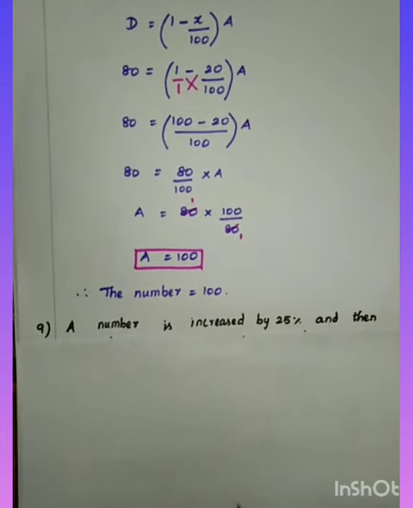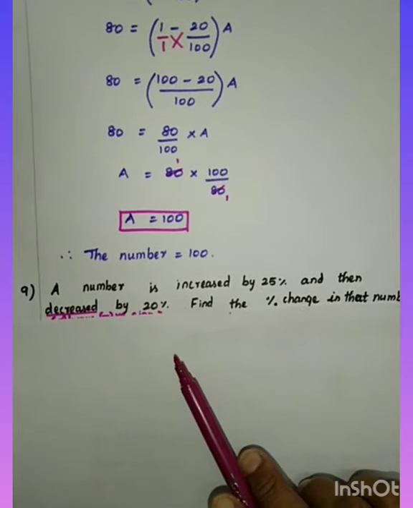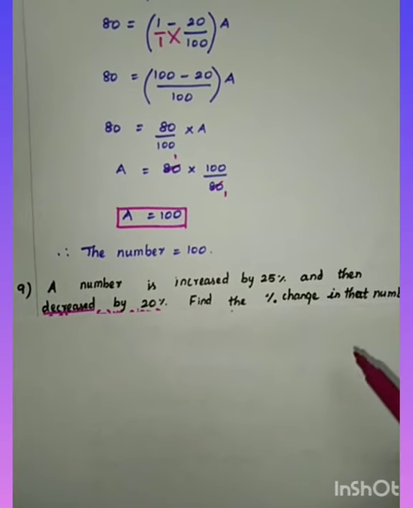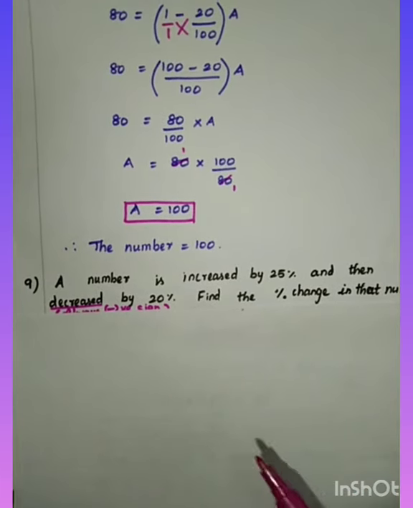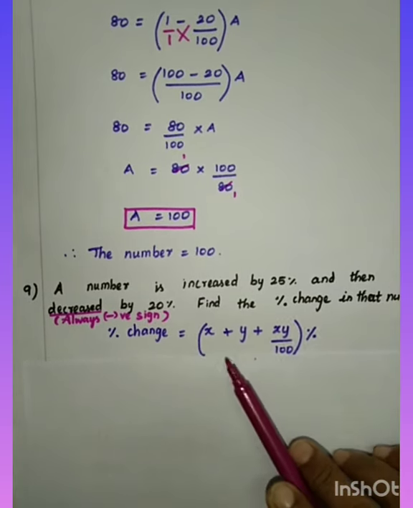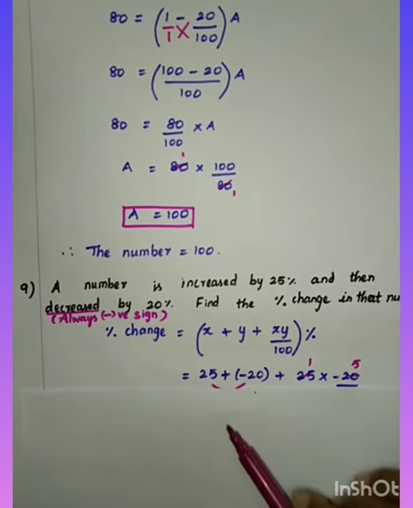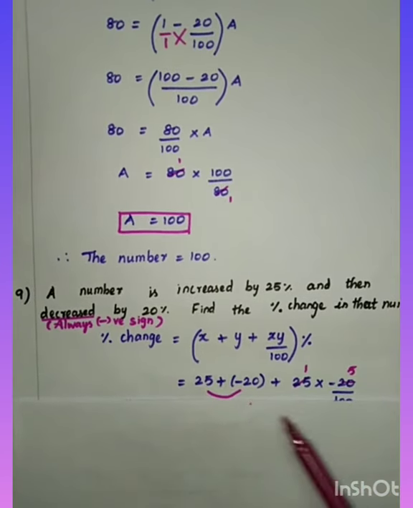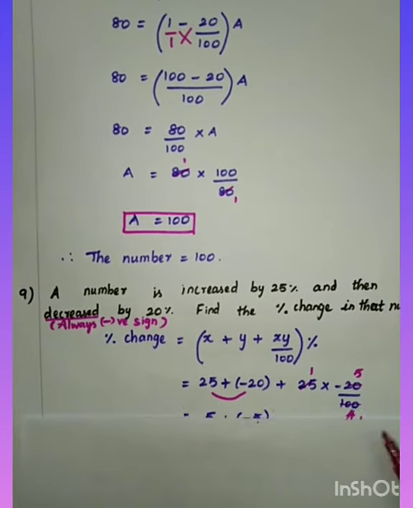Therefore, the number is 100. Then ninth problem: a number is increased by 25% and then decreased by 20%. Find the percentage change in that number. Now, the same kind of question, increased and decreased percentages are given. For a decreased percentage, we always have to use the minus sign. That is, percentage change equal to, the formula is x plus y plus xy by 100 percentage. The x value is 25 and y is minus 20. Here the value is decreased, so we apply minus 20, plus x is again 25 into y value minus 20, by 100.